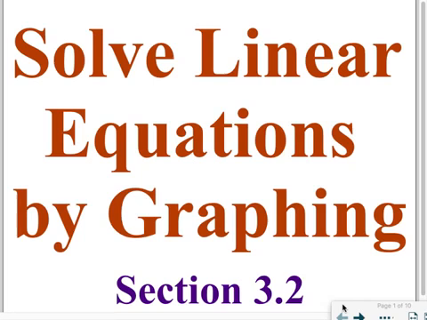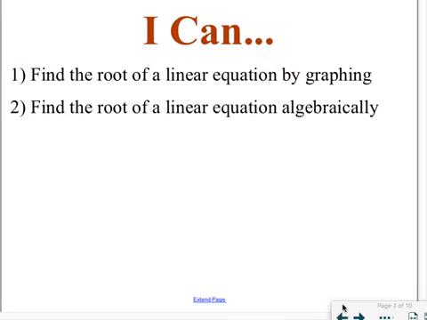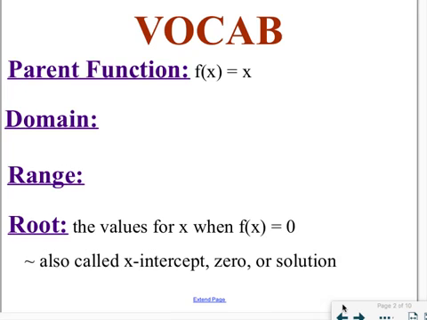Hello class, today we're going to talk about section 3.2, which is solving linear equations by graphing. By the end of today's lesson, you will be able to find the root of a linear equation using a graph, and you will be able to find the root algebraically. A couple more facts to talk about with linear equations and functions.